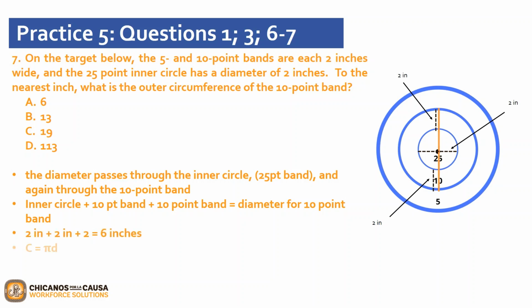So now that we have the diameter, we can solve for the circumference. The circumference is pi times diameter. So we're going to replace the variables with their values, 3.14 times 6, which gives us a total of 18.84. But in this instance, they want us to find the circumference to the nearest inch. So when we round it off, it's 19. Therefore, our answer is C.